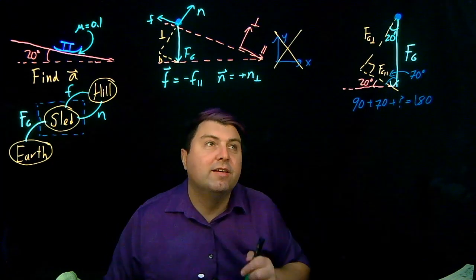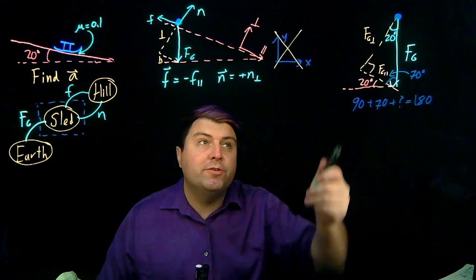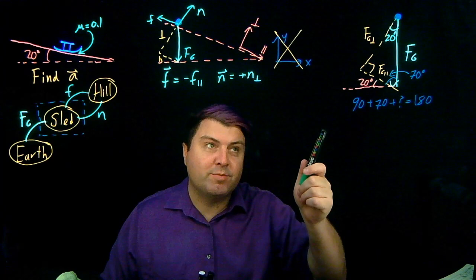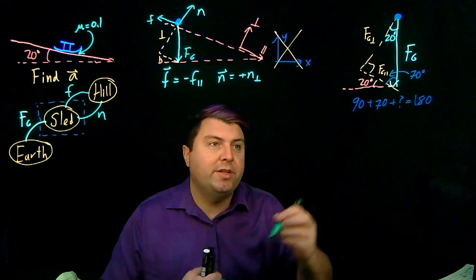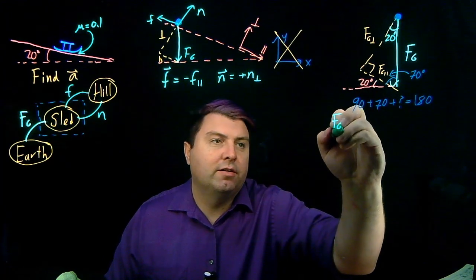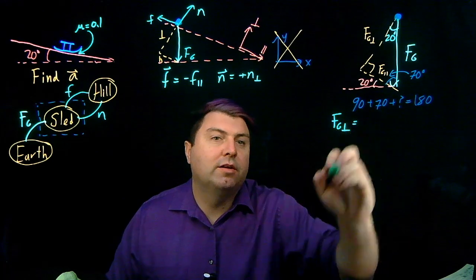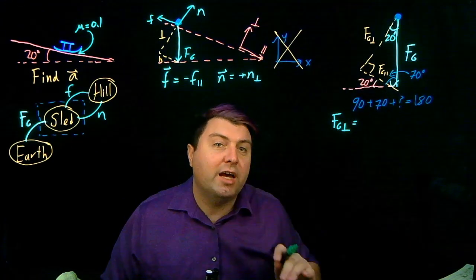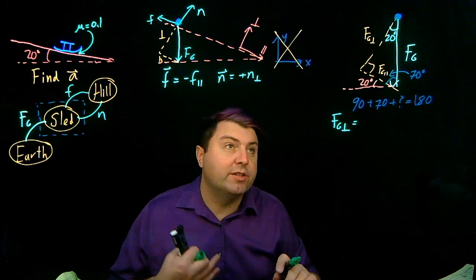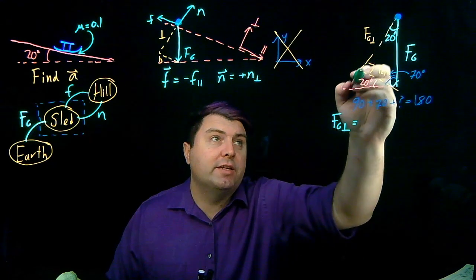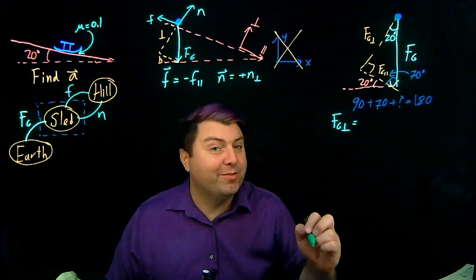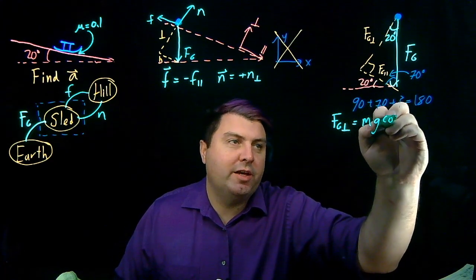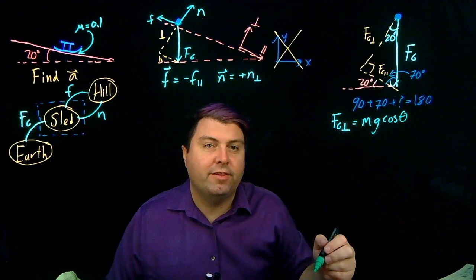So why do we use parallel and perpendicular instead of x prime and y prime? It's because of this next part. To find F_G perpendicular, it's going to be F_G times one of our two trig functions. The trig function that we use is the one for adjacent, and the one for adjacent is cosine. So it's going to be mg cosine theta.